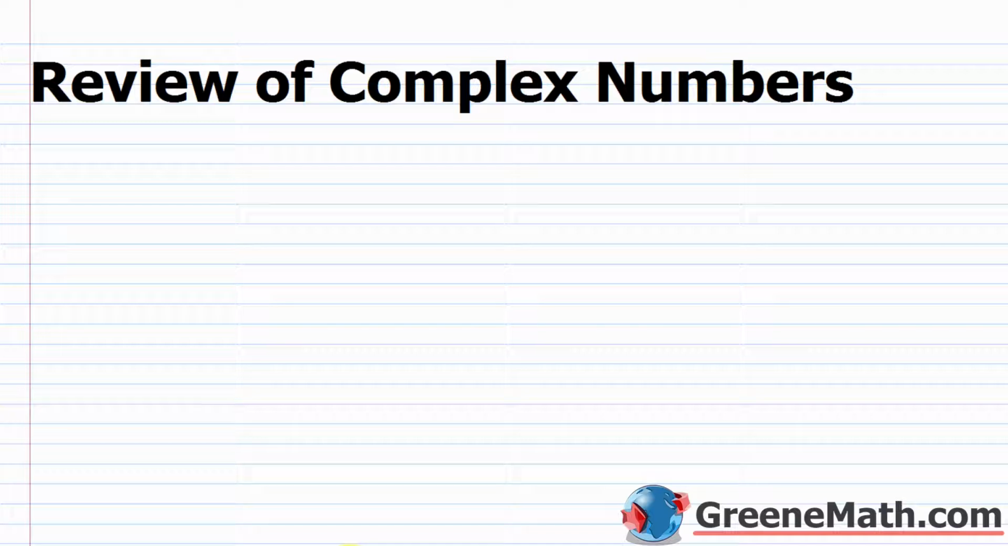In this lesson, we want a review of complex numbers. All right, so I want to start out by talking about the imaginary unit i again. So we say i is equal to the square root of -1, and this is used to allow us to simplify when we have the square root of a negative number.